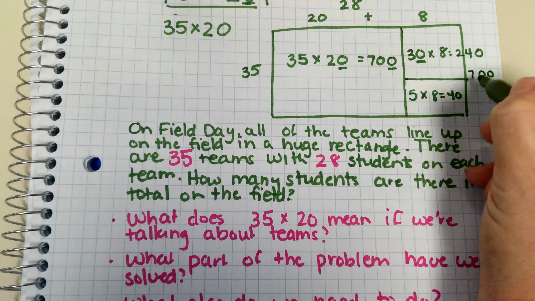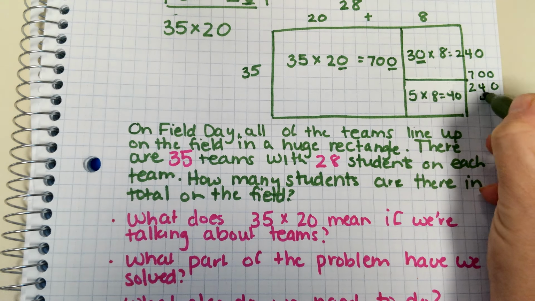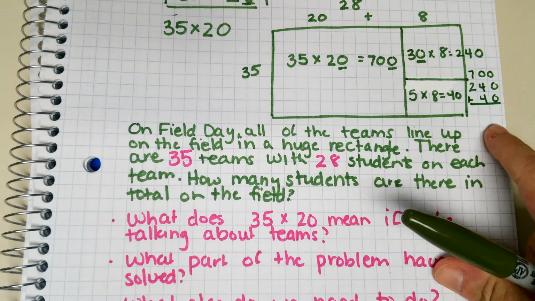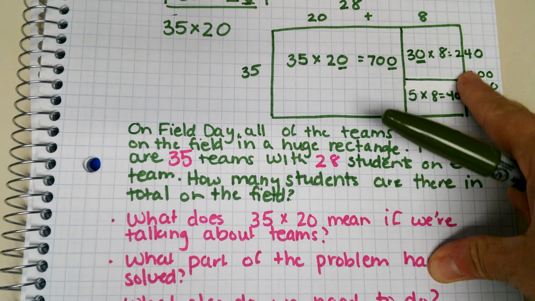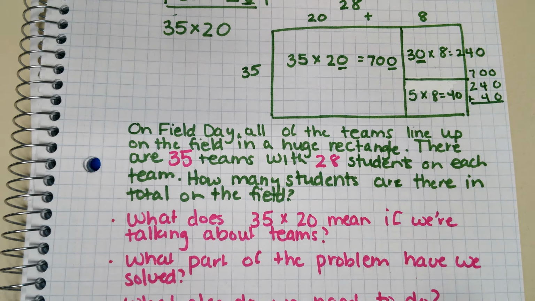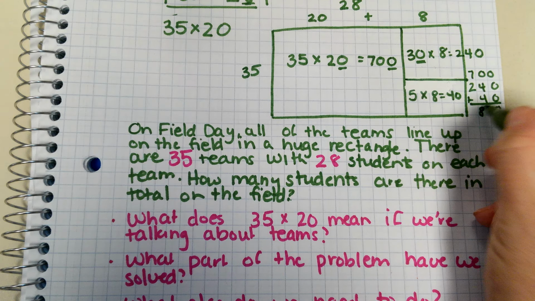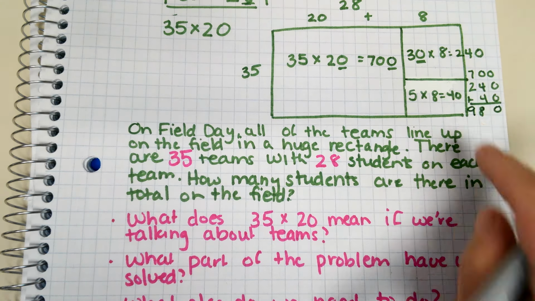So I have 700 plus 240 plus 40. I'm going to go ahead and add those up. You'll notice how I was very careful to put all the ones in the ones column, all the tens in the tens column, and all the hundreds in the hundreds column. Keeps things nice and neat, and that's why I love this graph paper. 4 plus 4 is 8. 7 plus 2 is 9. So we get that 980 that we've been getting.